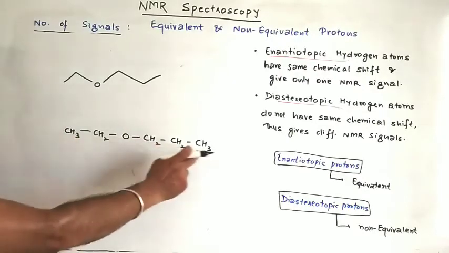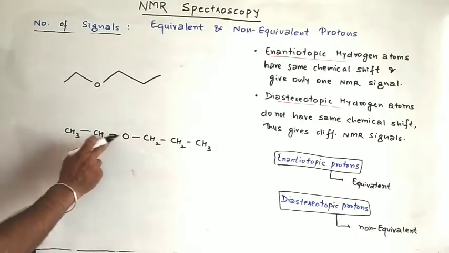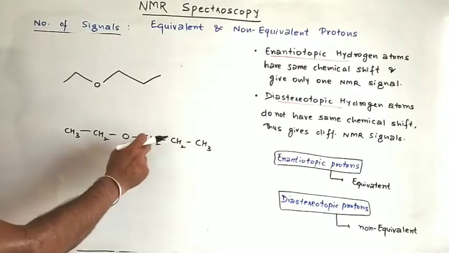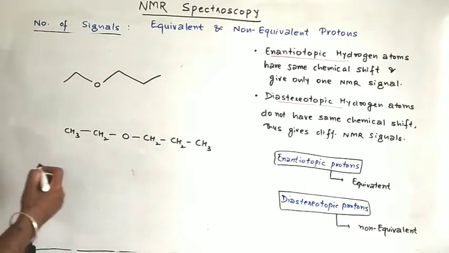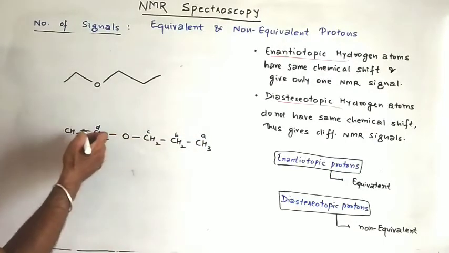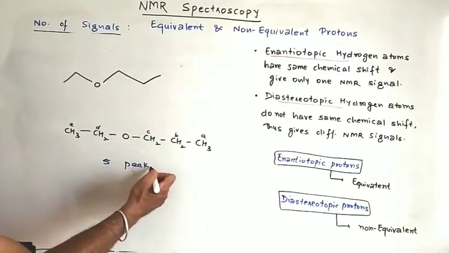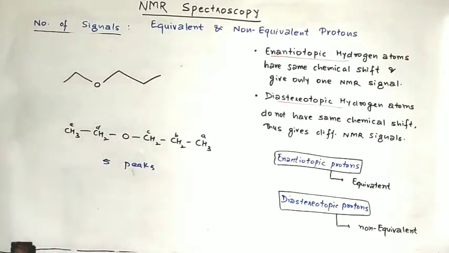You will see this methyl and this methyl are not equivalent. This methyl is connected to C, then O. This methyl is connected to C, then again C. They are not equivalent. So all the protons in this compound will give different peaks. So this molecule gives 5 peaks.